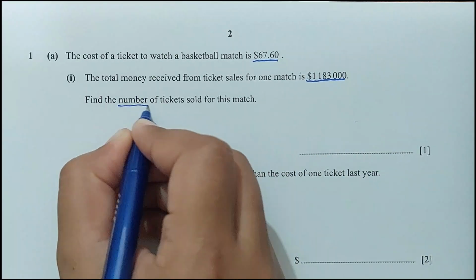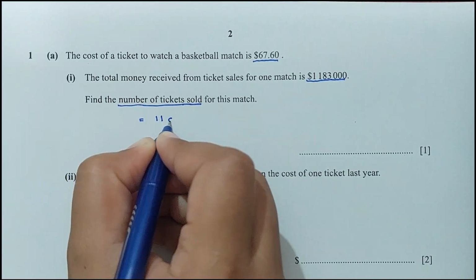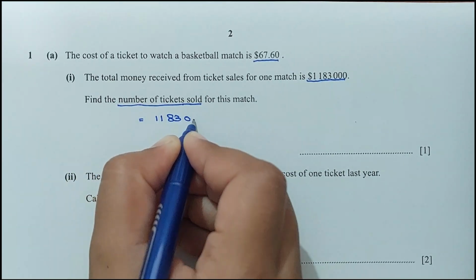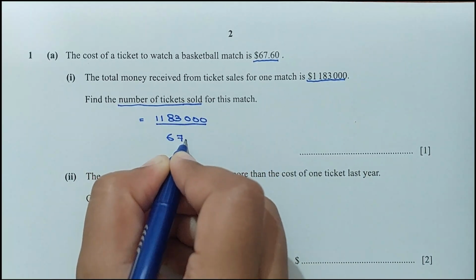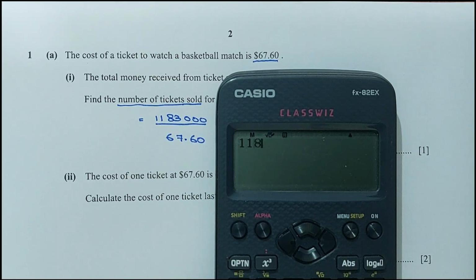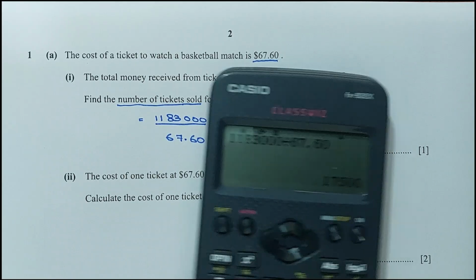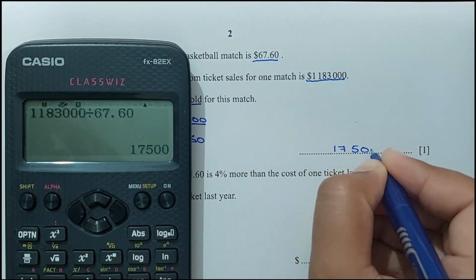So to get the number of tickets sold, we have to do 1,183,000 divided by the cost, which is 67.60. 1,183,000 divided by 67.60 gives 17,500 tickets sold.